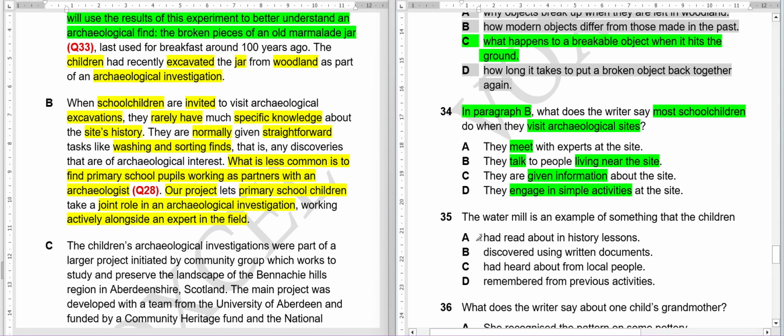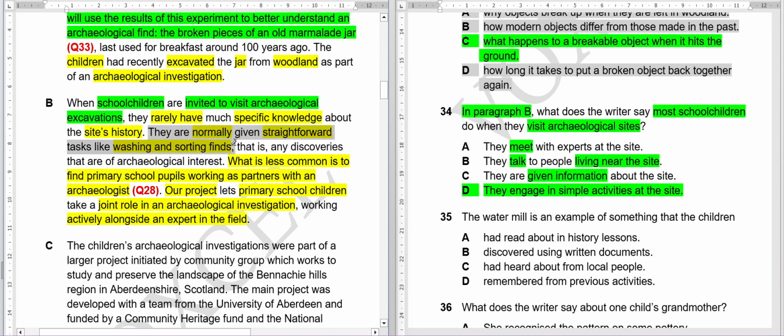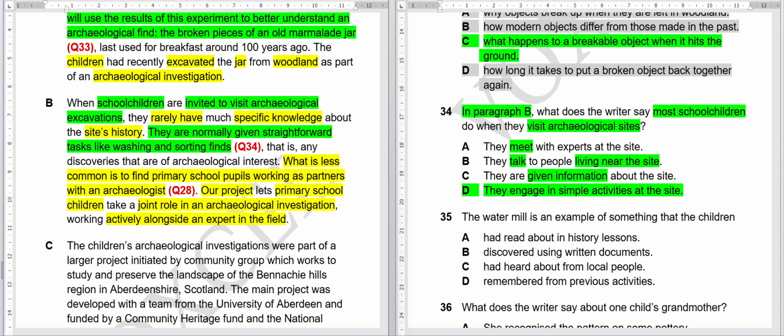Okay, time's up. So the answer to this question is, first let me mark the answer, option D. Now, where it is written, yeah, here is something about school children invited to visit archaeological excavations or archaeological sites. So they are normally given these kinds of things. Straightforward. I have already told you, I guess, straightforward task just means simple task, simple activities. I hope this question is clear.